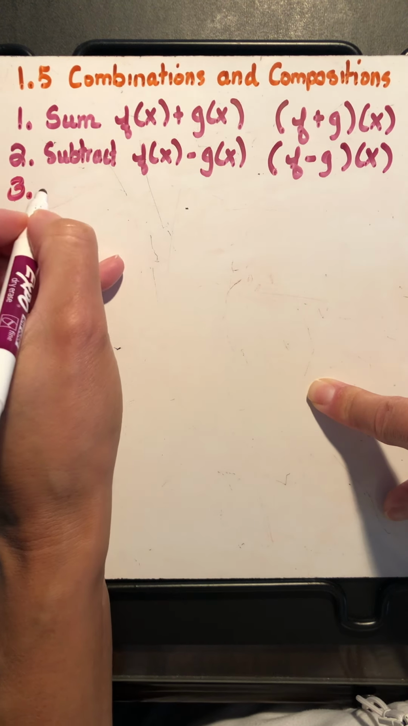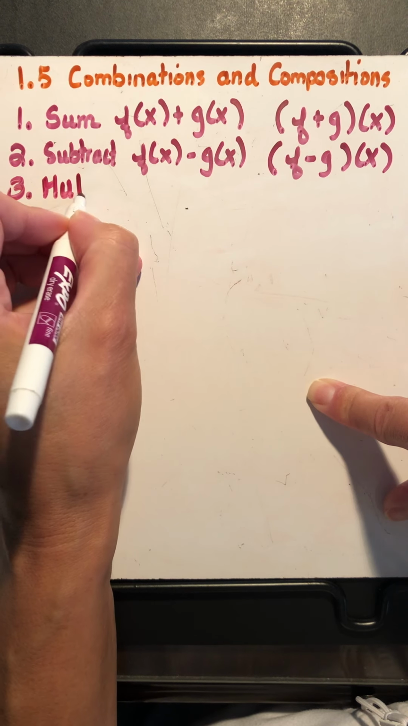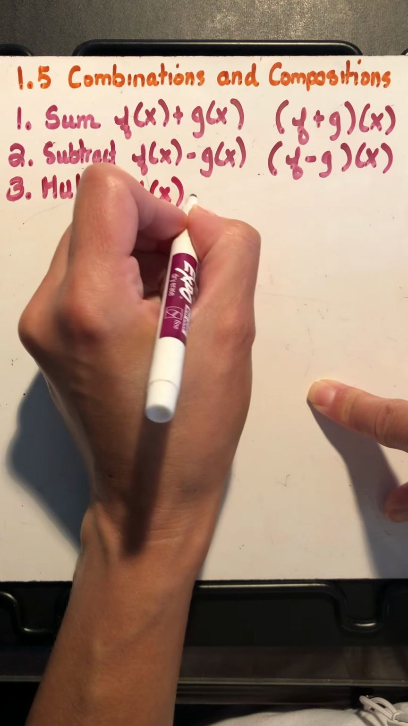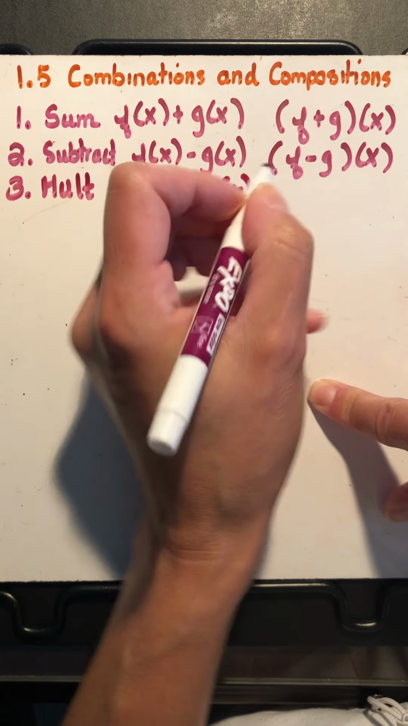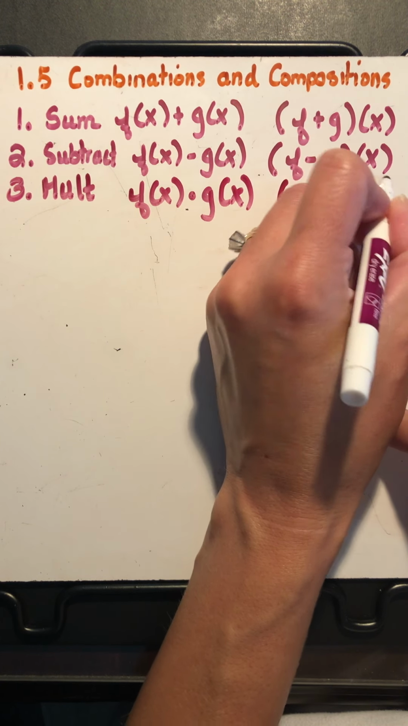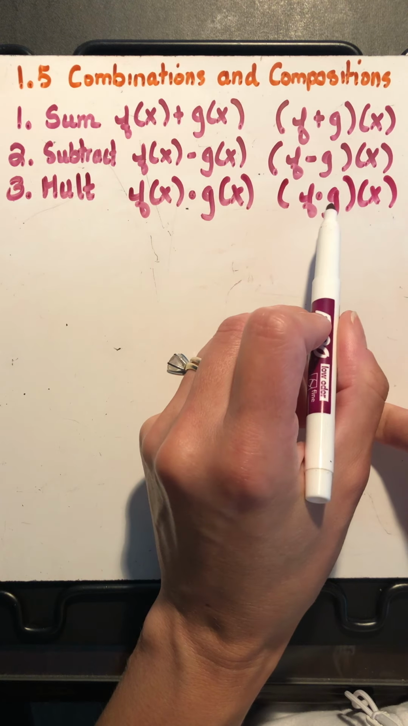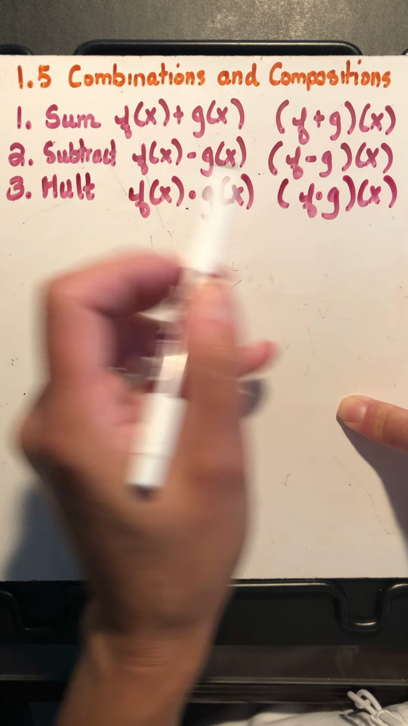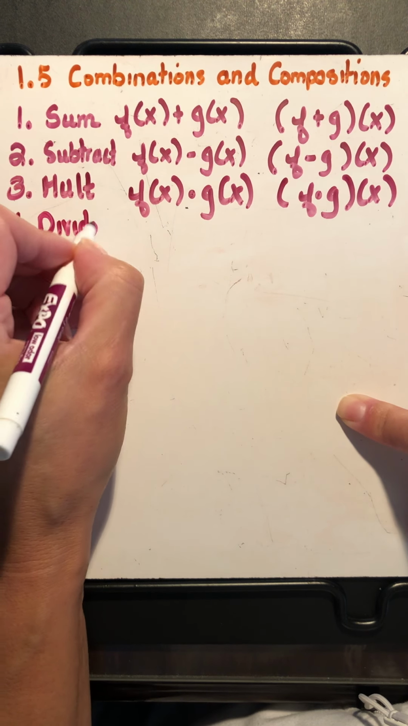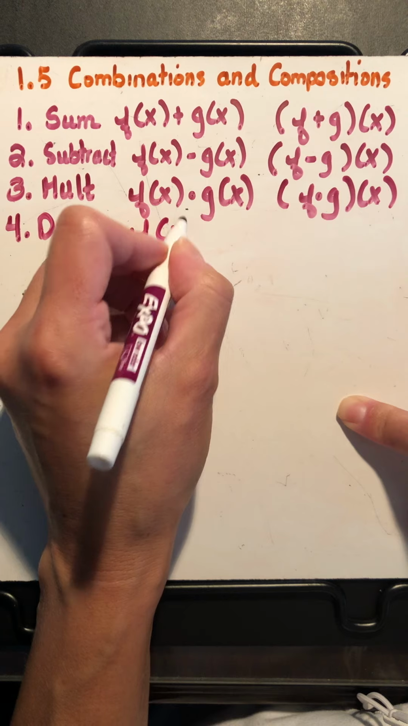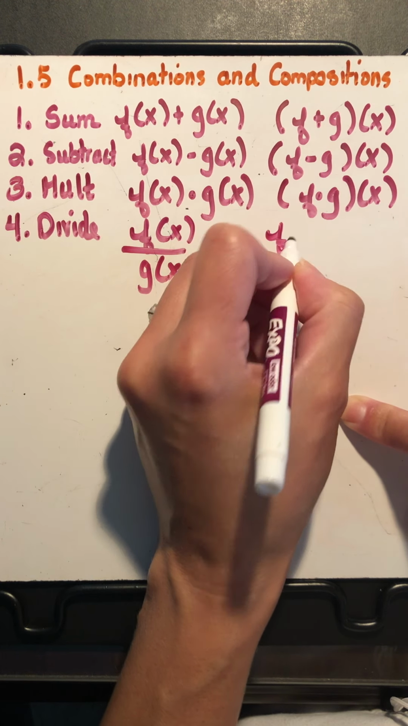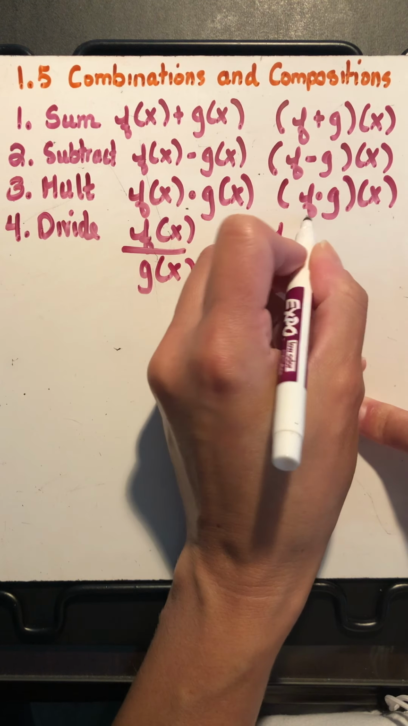Okay, so we can multiply two functions. That's going to look like this. f of x times g of x, or you may see f times g of x. The multiplication is indicated with a closed dot. It'll look like a small dot that's filled in. You probably guessed that you could divide, right? And that's going to be f of x divided by g of x, or you'll see f over g of x.